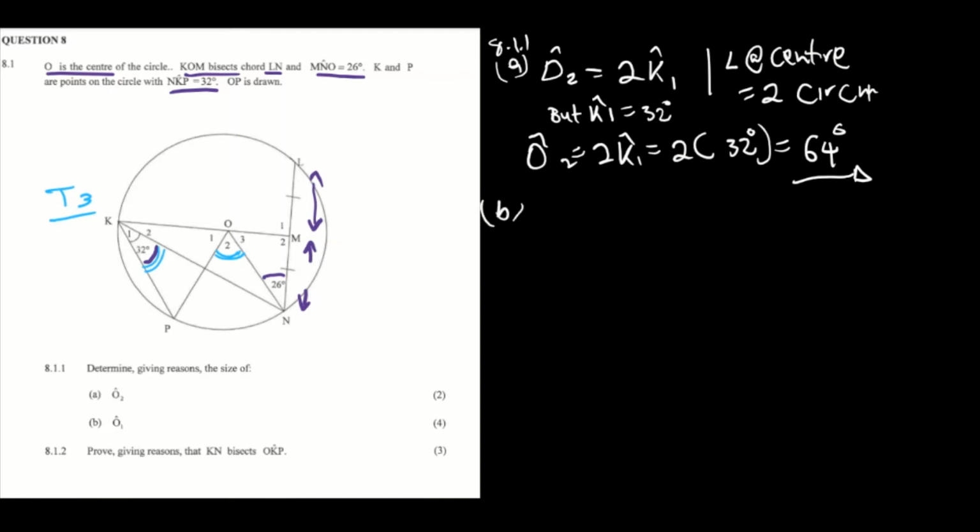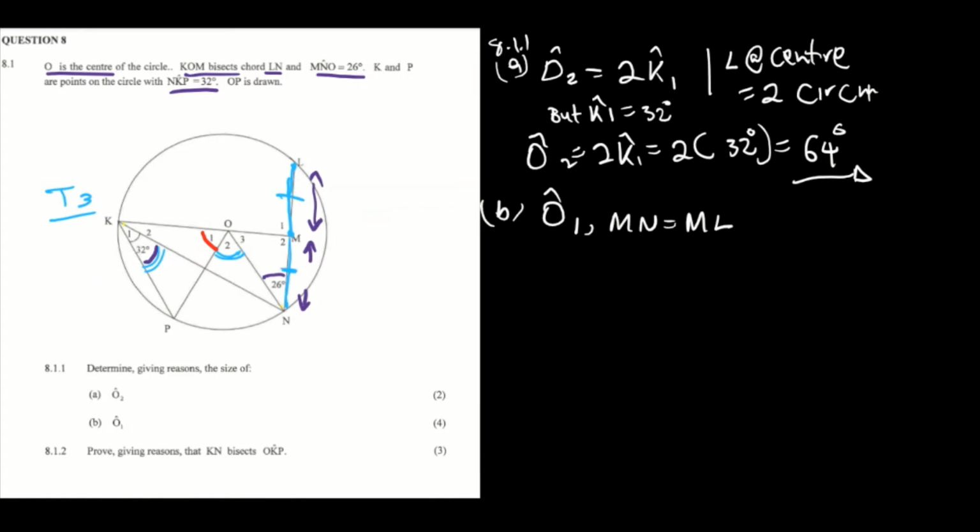Then B, we want to identify angle O1. To find angle O1, which is this one here, what you can do is, we know very well that MN is equal to ML, right? So that's the first thing. We know that MN is equal to ML. So what does that do? So this part here is equal to this part there. So this line here. So they are equal.